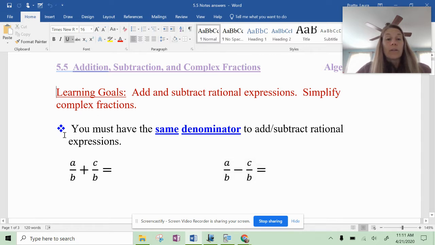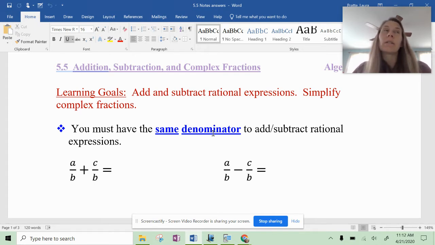So the big thing here is that you must have the same denominator in order to add or subtract rational expressions. So yesterday we went over multiplying and dividing rational expressions. When we multiply and divide fractions or rational expressions, we just multiply the numerators, multiply the denominators, and it doesn't matter if they're the same or different. We just do the multiplication. But when we're adding or subtracting fractions or rational expressions, we need to have common denominators.